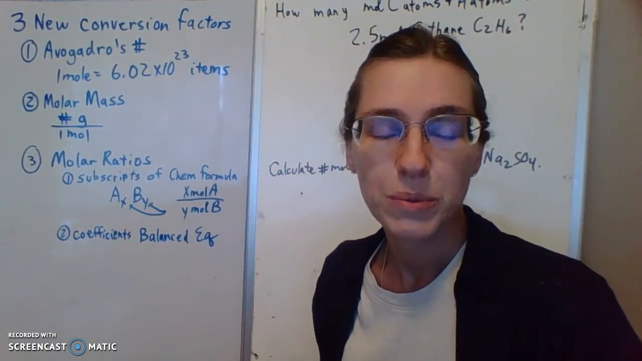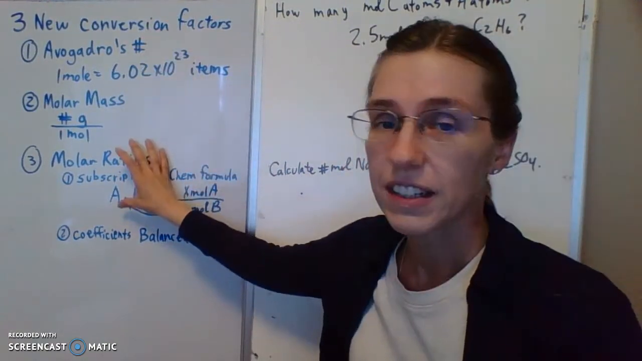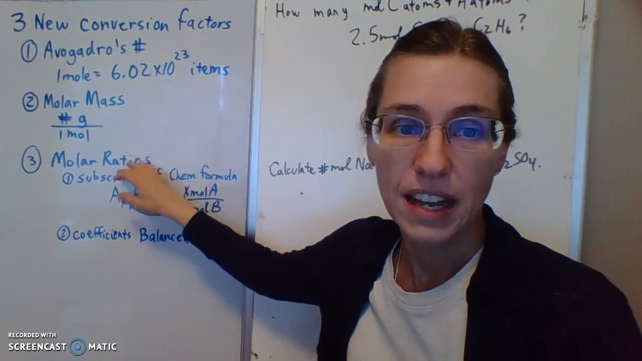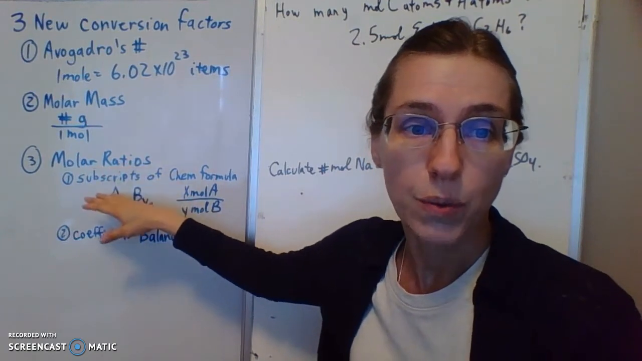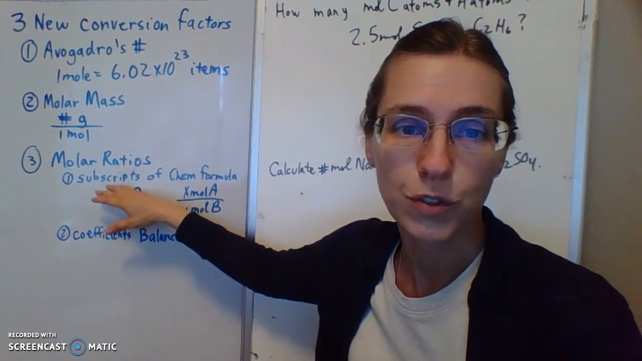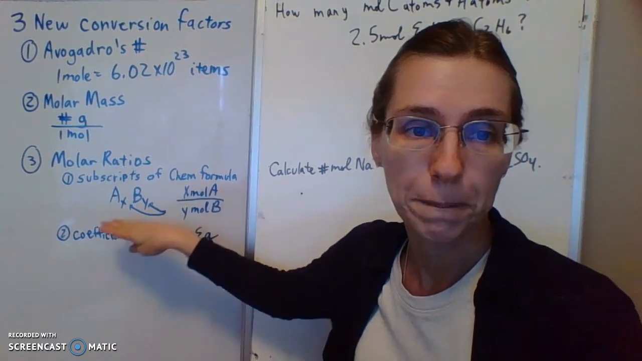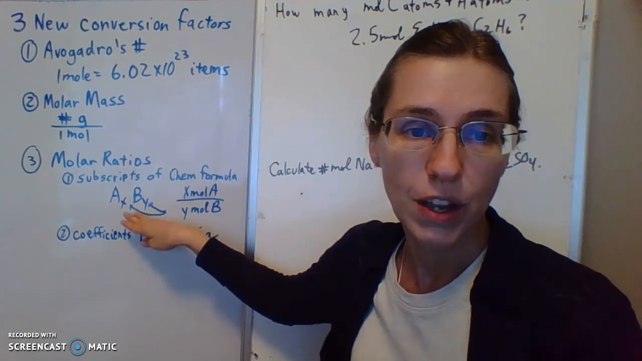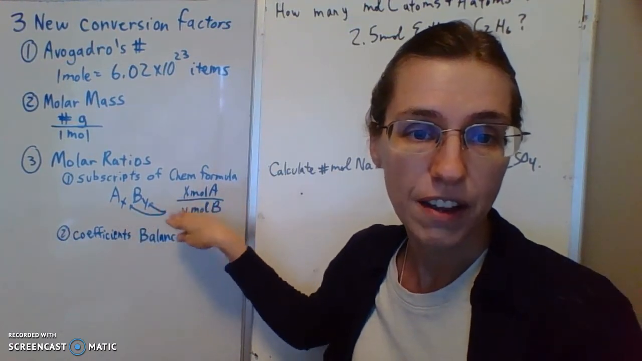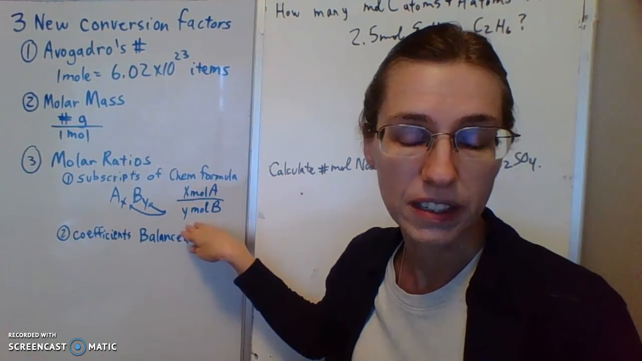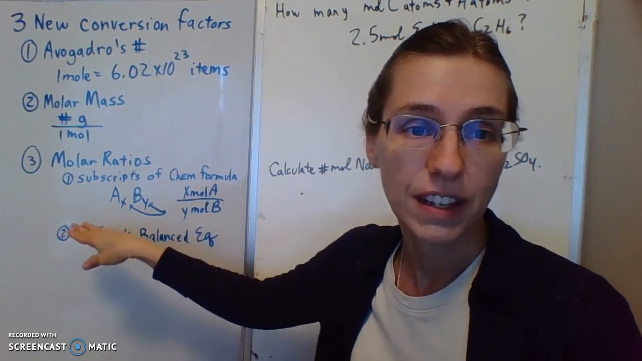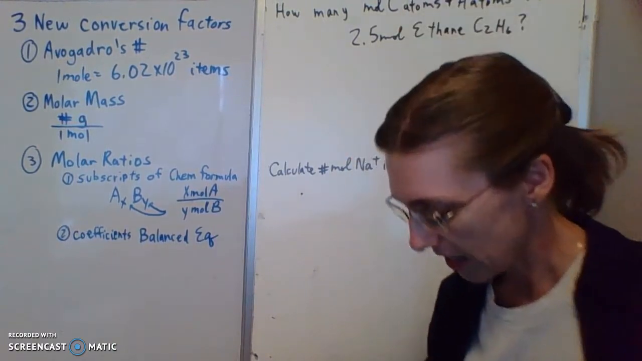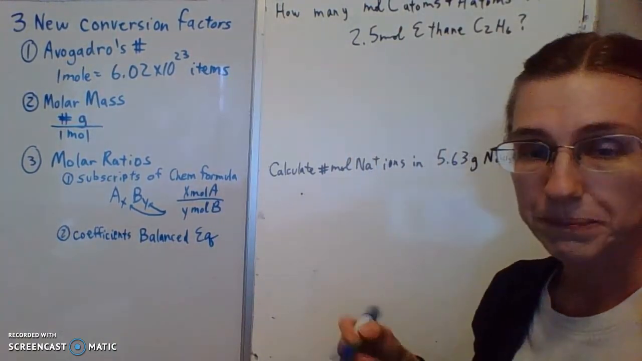So now from the slides, we know that we've got our 3 conversion factors. We've done Avogadro's number and molar mass, and now we're dealing with molar ratios. We described how to get those molar ratios from the subscripts of a chemical formula. So an example, A sub X, B sub Y, we know there are X moles of A for every Y mole of B, for every 1 mole of the whole compound. Okay? So we're going to use that information to work some problems.